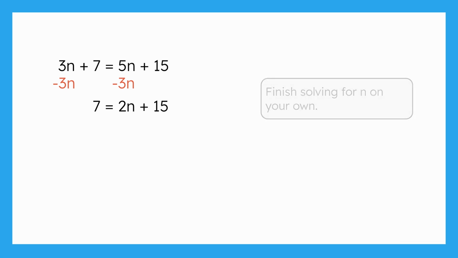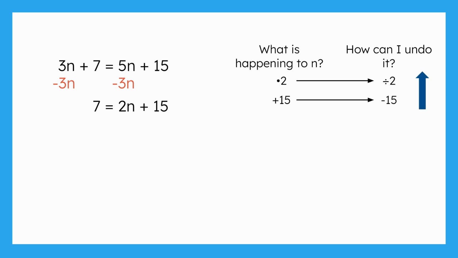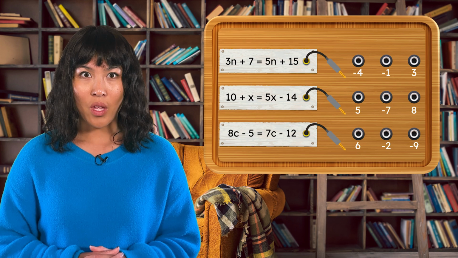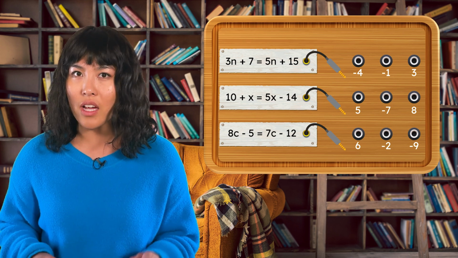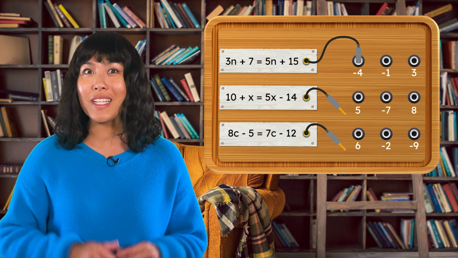With a single n term, now we can see that n is first being multiplied by 2, and then 15 is being added to it. We can undo these in the reverse order of operations to isolate n. First, we'll subtract 15 from both sides, giving us negative 8 equals 2n. Then I can divide both sides by 2 to get negative 4 equals n. Oh, I bet that means I should connect this equation to the negative 4. 1 down, 2 to go.